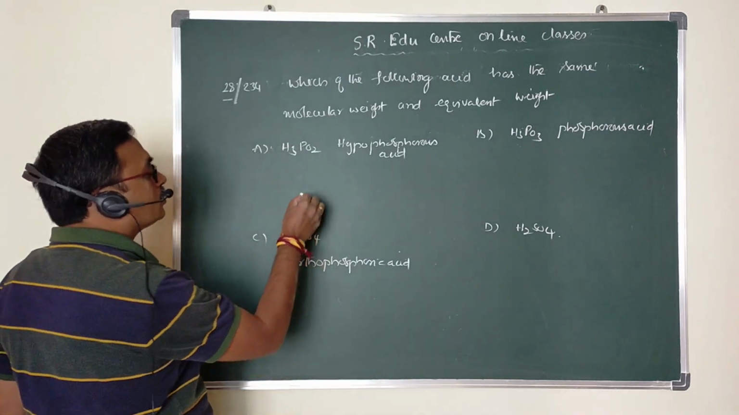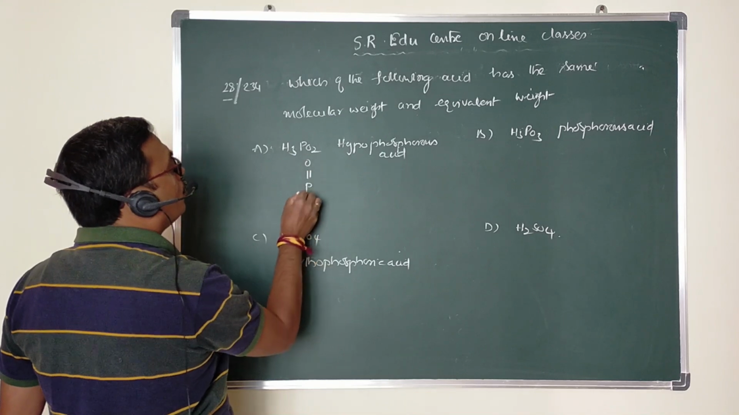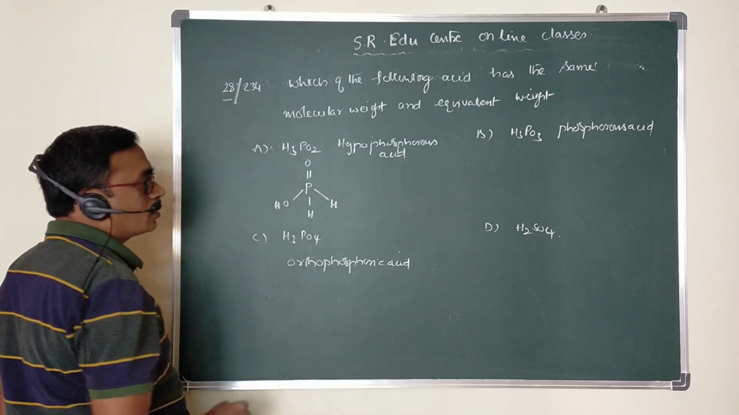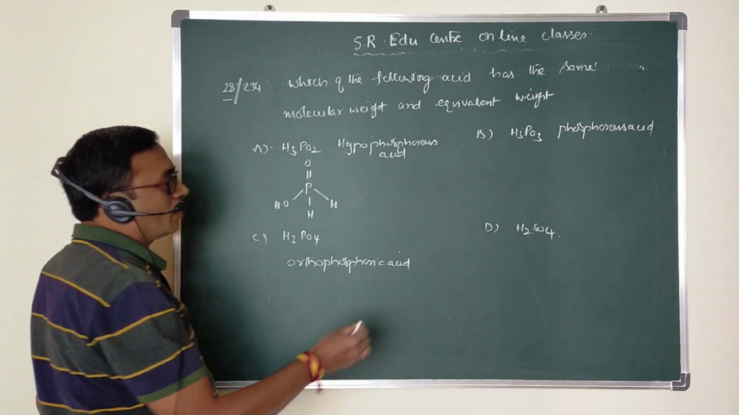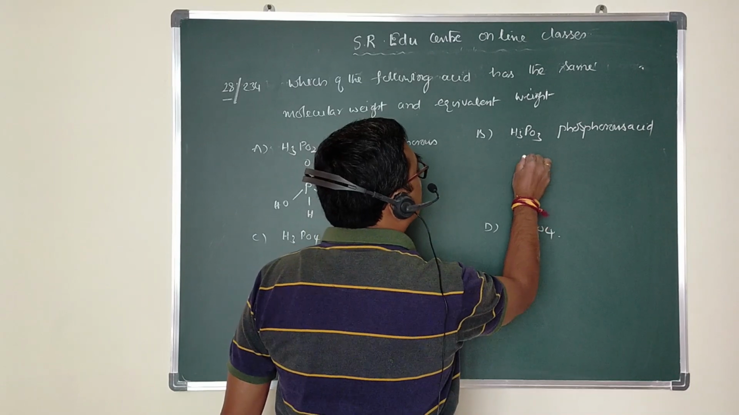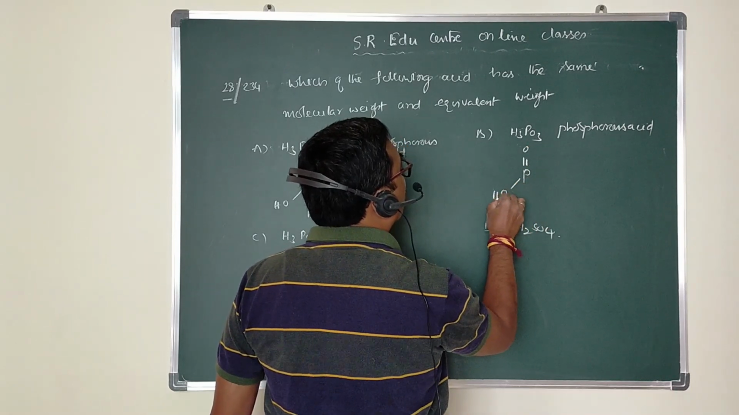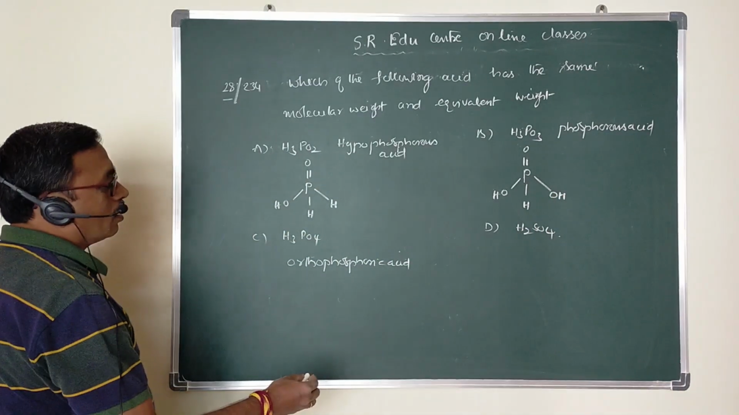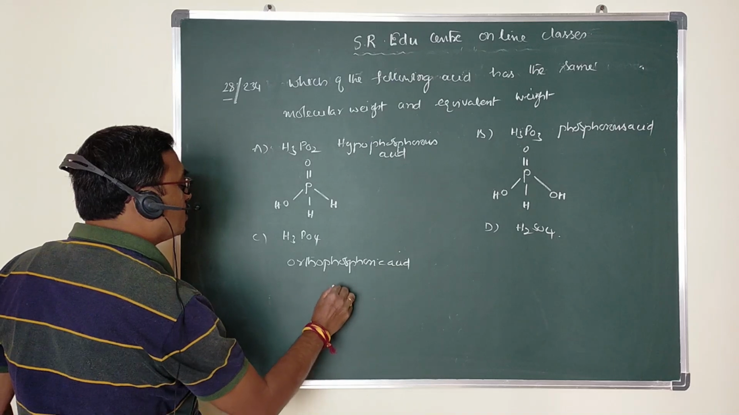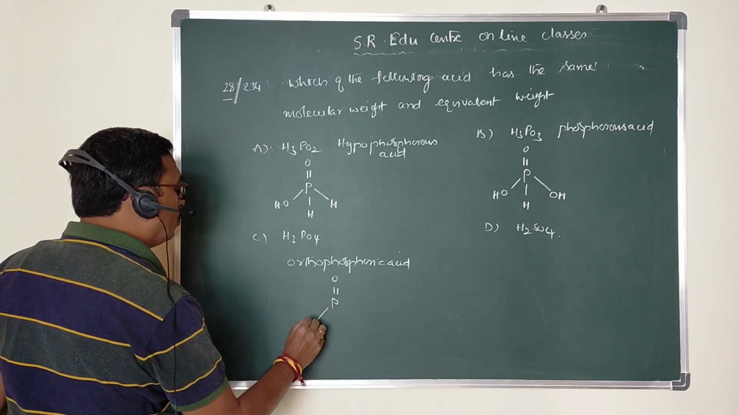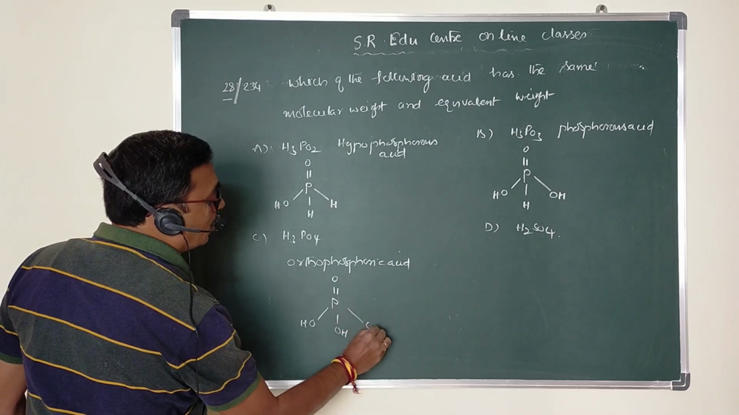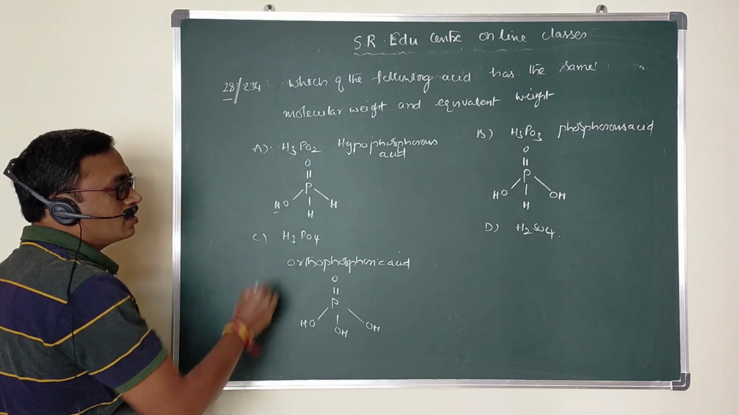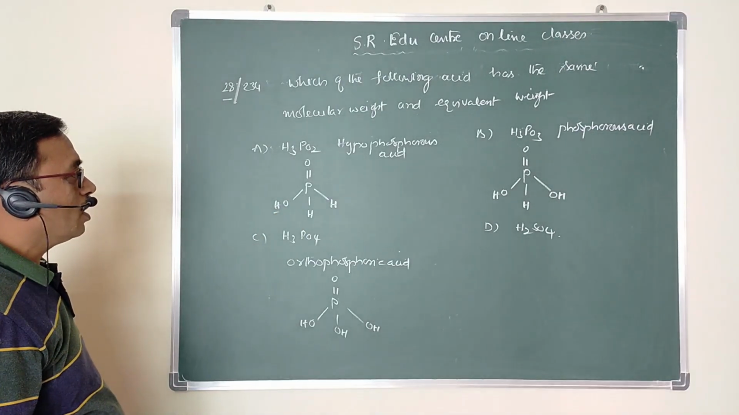And consider the structures: P double bond O, OH, H, H. This is the structure of hypophosphorus acid, and phosphorus acid structure is P double bond O, OH, H, OH. In orthophosphoric acid, the structure is P double bond O, OH, OH and OH. See, in hypophosphorus acid, only one hydrogen is directly attached to the oxygen.